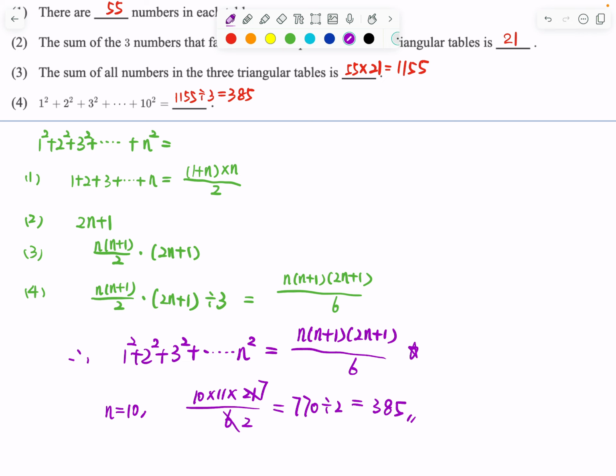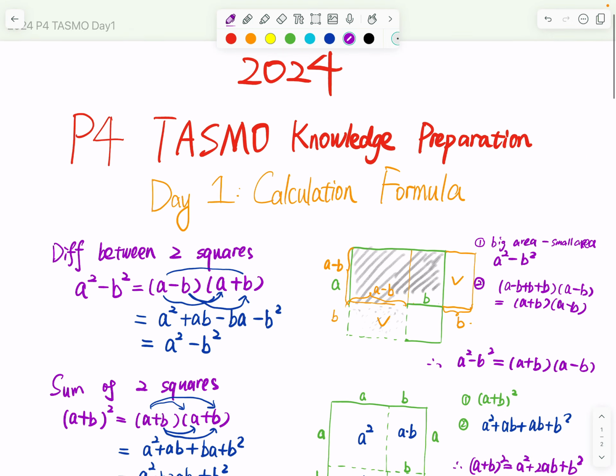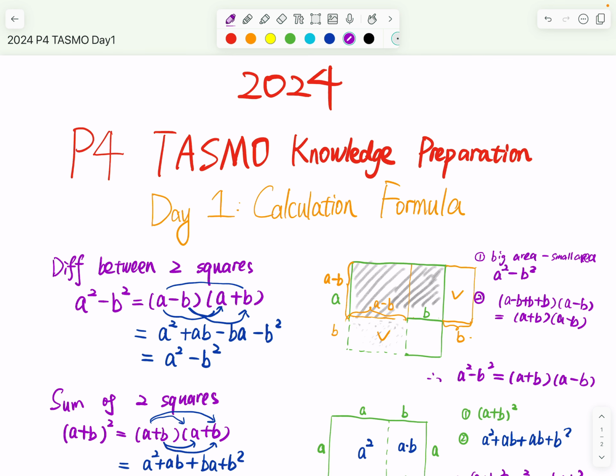Okay, so here are three very important formulas you have to know, not only in the TASMO but also in the NEMOS. Then I have also prepared three questions for you to answer. Okay.